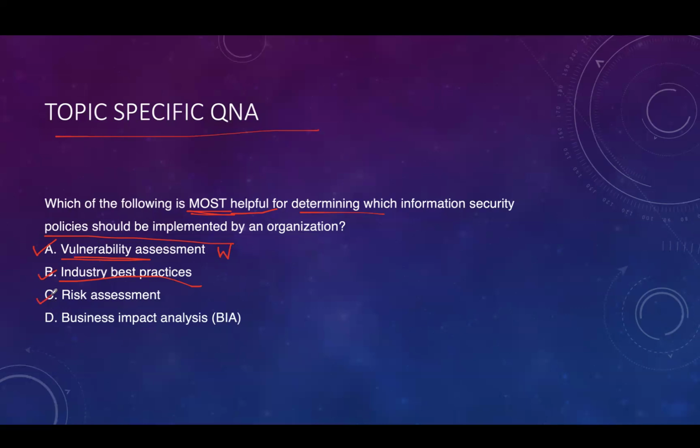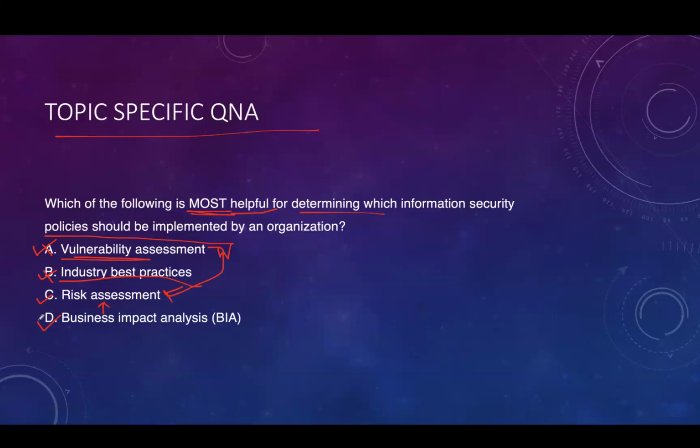So third is risk assessment. It could be the one. I'll cross this out so that it doesn't cause any confusion. Next is business impact analysis. We would do business impact analysis to identify our critical assets, to do our risk analysis, and other things. So this is part of risk assessment. BIA is also a part of risk assessment. So we have to take the best out of these four.